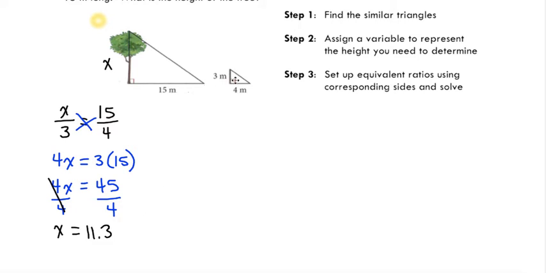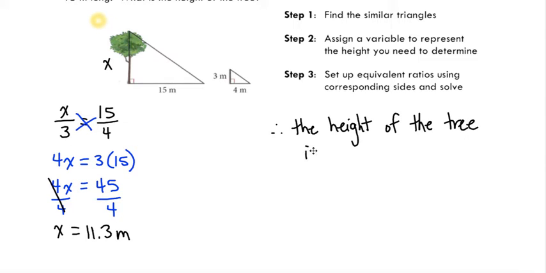And what am I measuring in? I'm measuring in meters. So my therefore statement is, therefore, the height of the tree is 11.3 meters. Let's do 2 more examples.